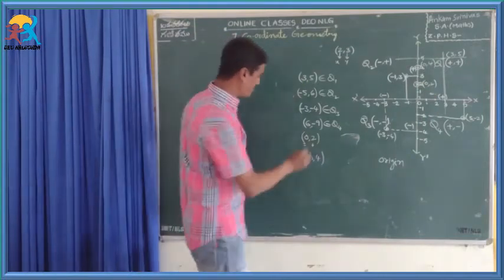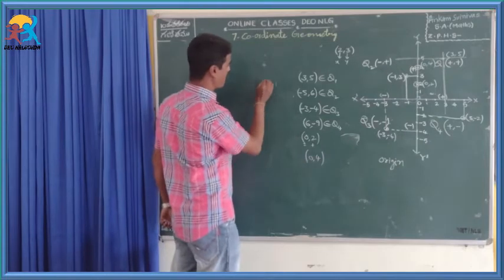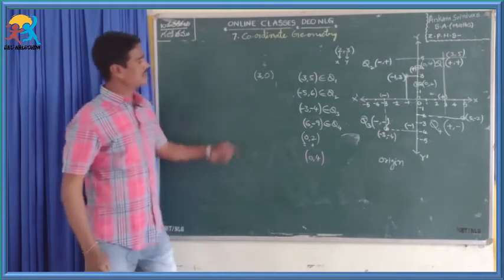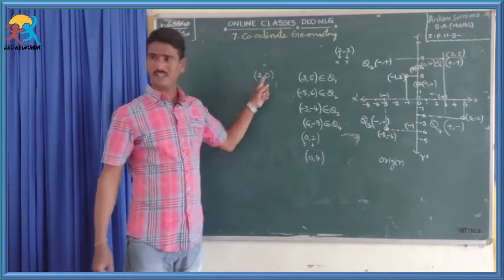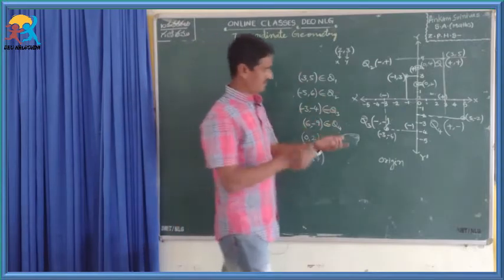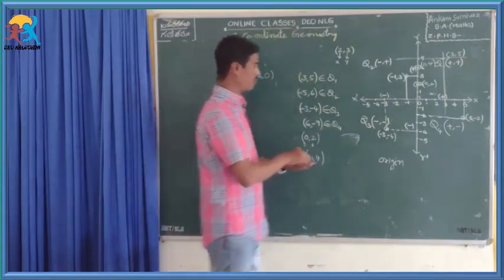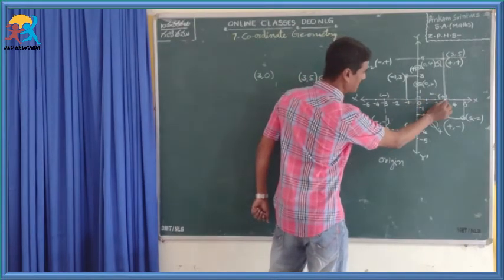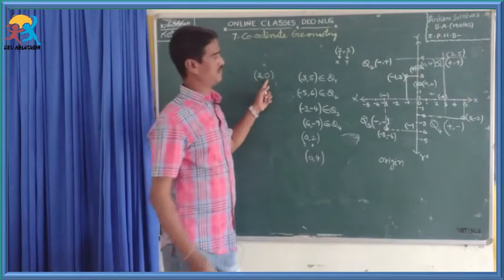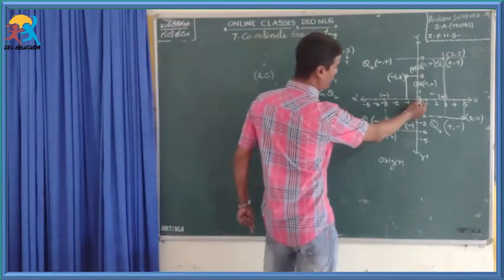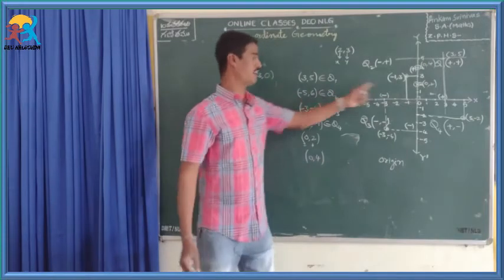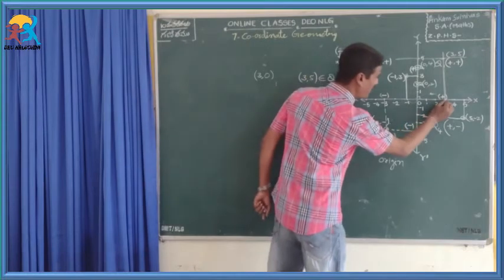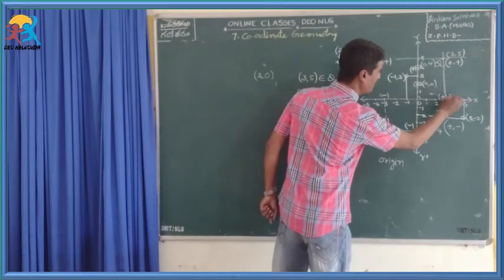And suppose I take 3 comma 0. Now what is the x value here? The x value is 3 and positive, and the y value is 0. So we move from the origin to the right side: 1, 2, 3. This is the 3, and the y value is 0. If the y value is positive, we move upward. If the y value is negative, we move downward. So 0 means we take the point here only, 3 comma 0.